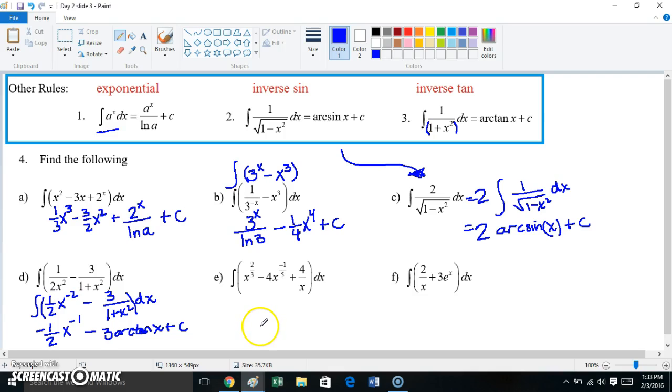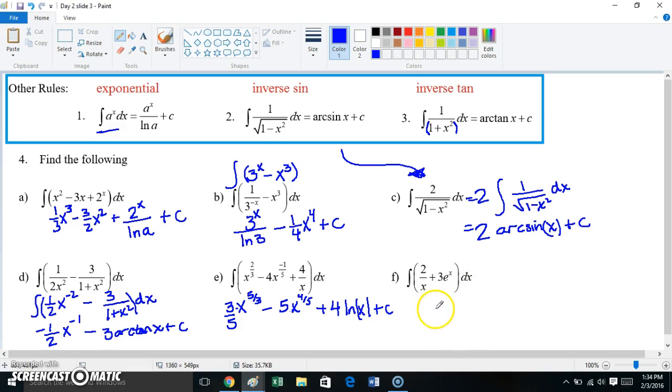All right, question E, we have some rational exponents. I would leave them exactly as they are. So we're going to increase the powers by 1. That's x to the 5/3. Divided by 5/3 is the same as multiplying by 3/5. Minus 4x to the 4/5. And we're going to divide by 4/5 or multiply by 5/4. So my coefficient of negative 4 is just going to become a coefficient of negative 5. Plus 4 the natural log of x plus c.